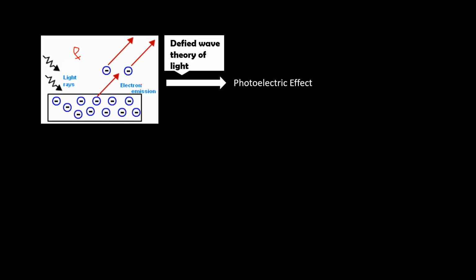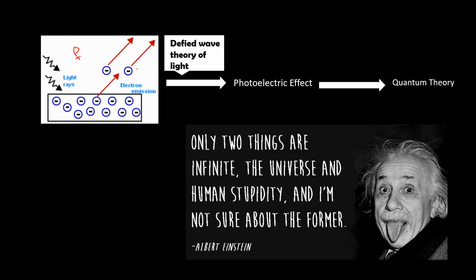This phenomenon of electron emission is called the photoelectric effect, and it defied the wave theory of light, because as a wave, light should not be able to remove electrons from an atom. The photoelectric effect begot the quantum theory, which was made by Albert Einstein. Einstein said that light is made of photons. Photons are small, quantized packets of energy.